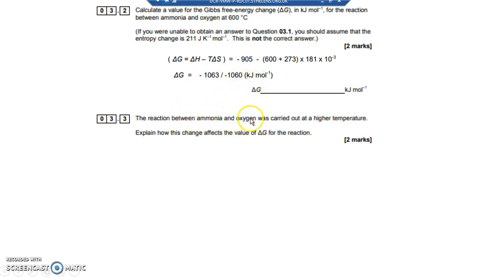The reaction between ammonia and oxygen was carried out at a higher temperature. Explain how this affects the value of delta G. Well, if this is at a higher temperature, T delta S gets bigger, so minus T delta S is getting bigger, more negative, and so delta G will be getting more negative.